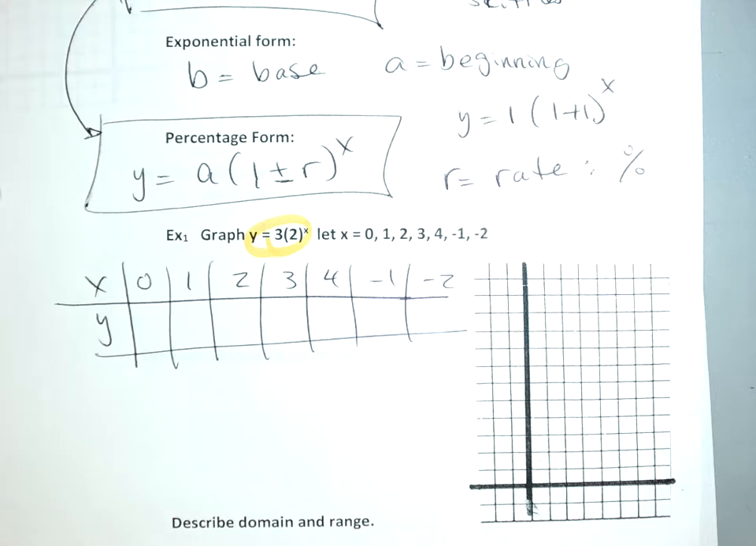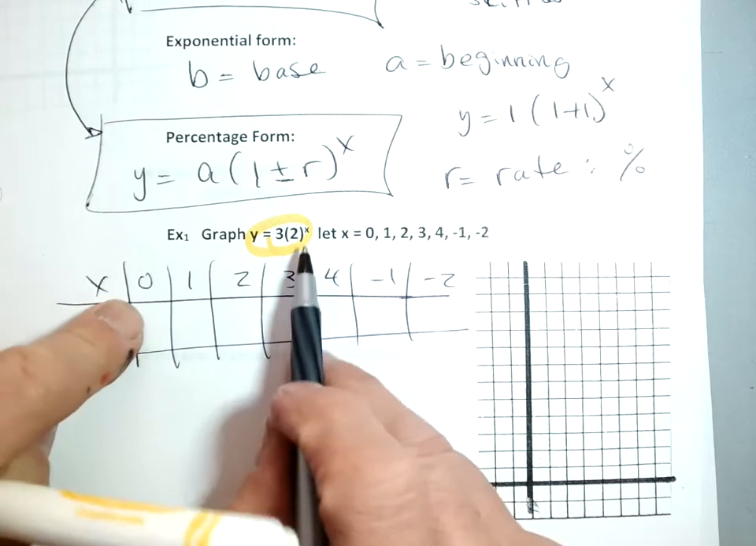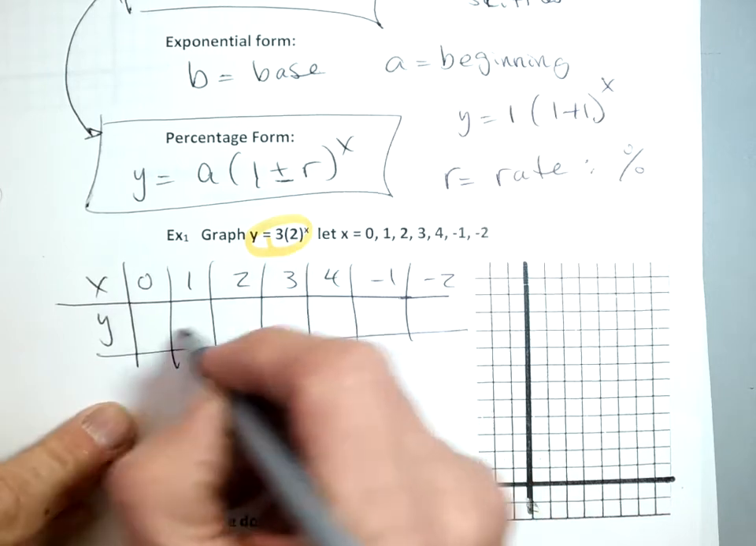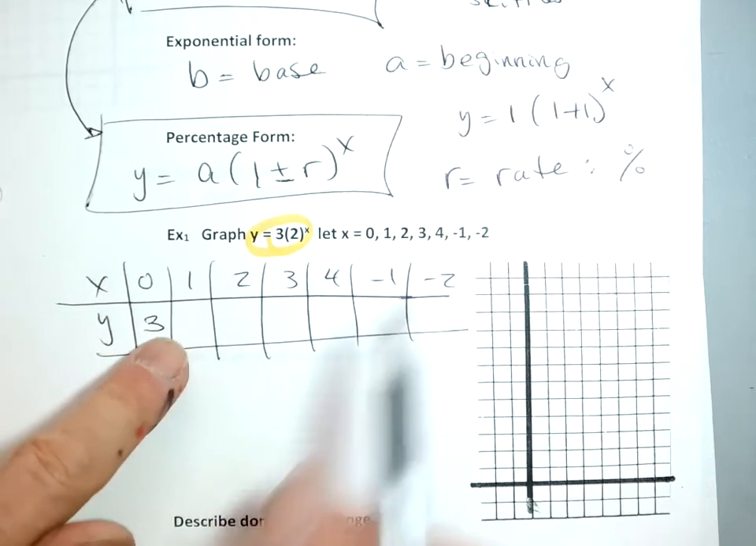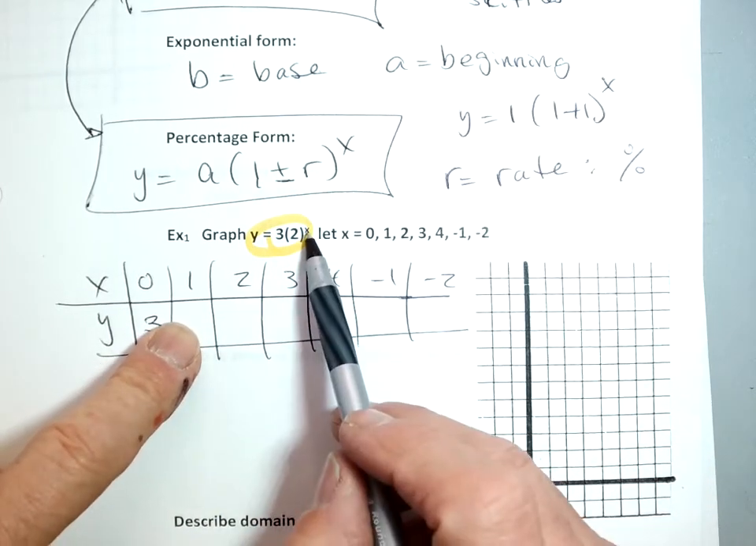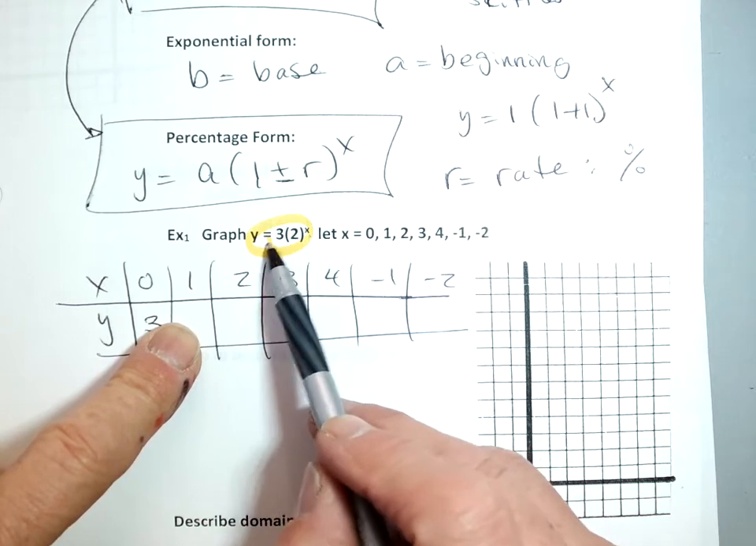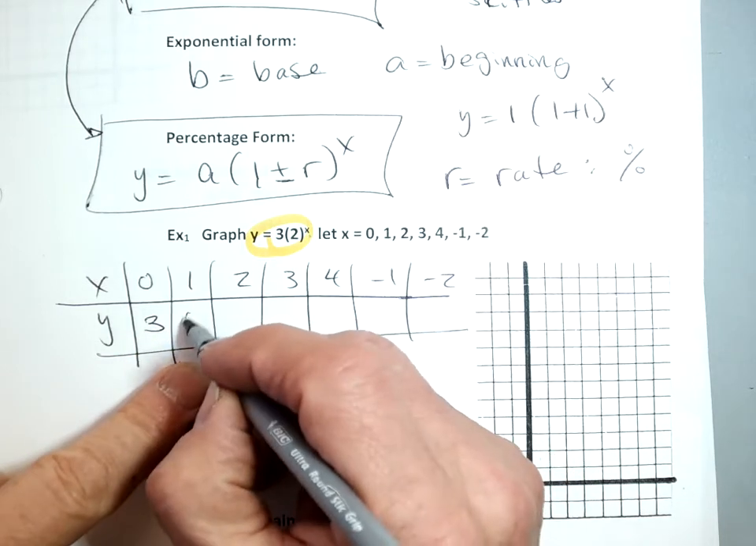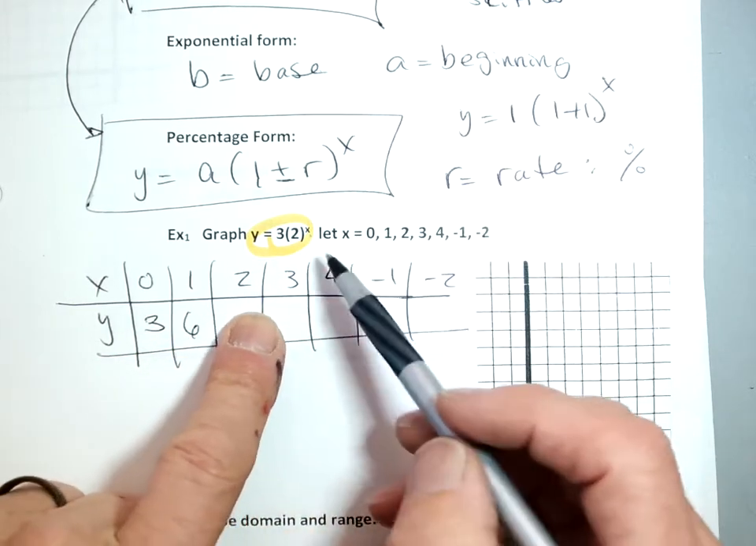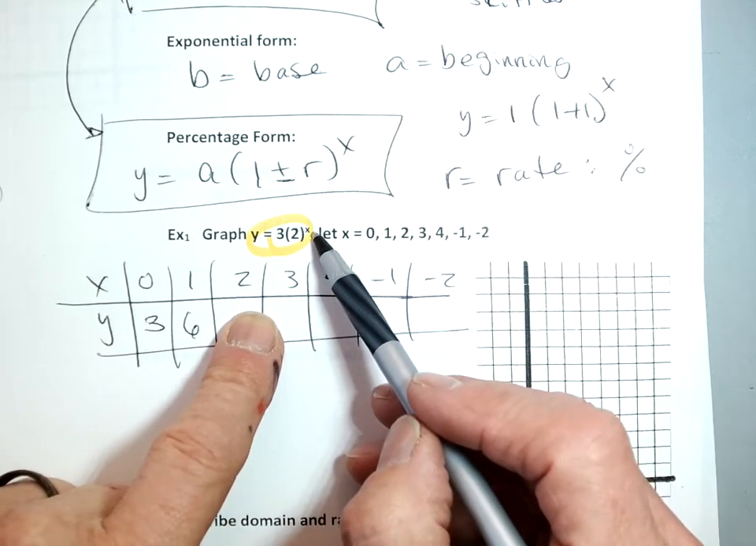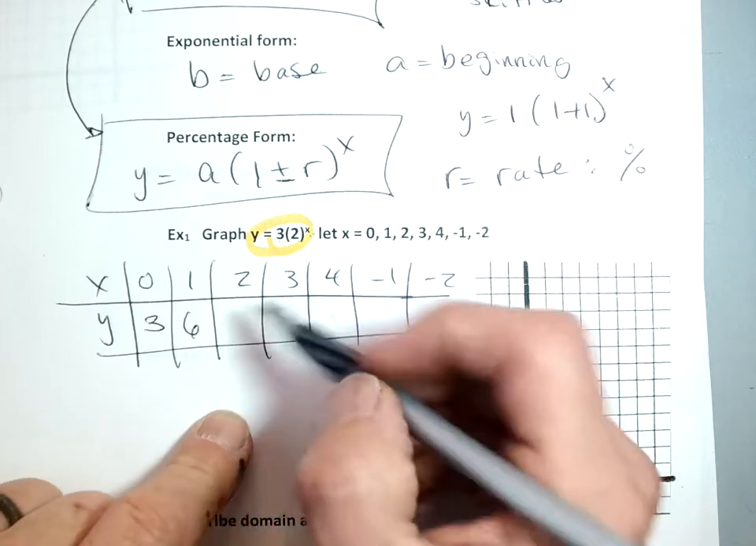So if I put in a 0, anything to the 0 power is 1. 3 times 1 is 3, right? If I put in 1, 2 to the 1 power is 2. 2 times 3 is 6. Now that one is true, but not all the way. Put a 2 in here. 2 to the 2 power is 4. 4 times 3 is 12, right?